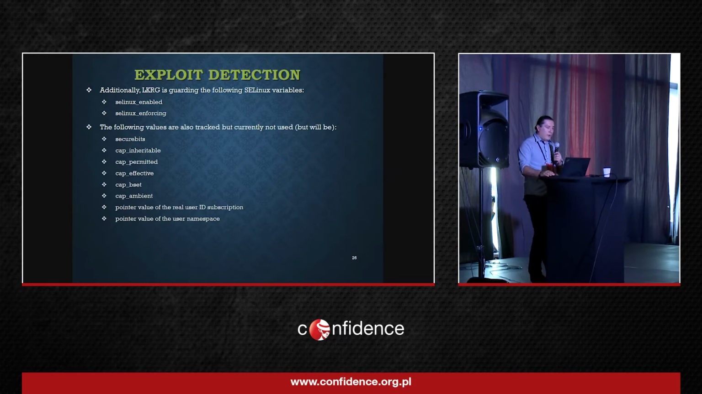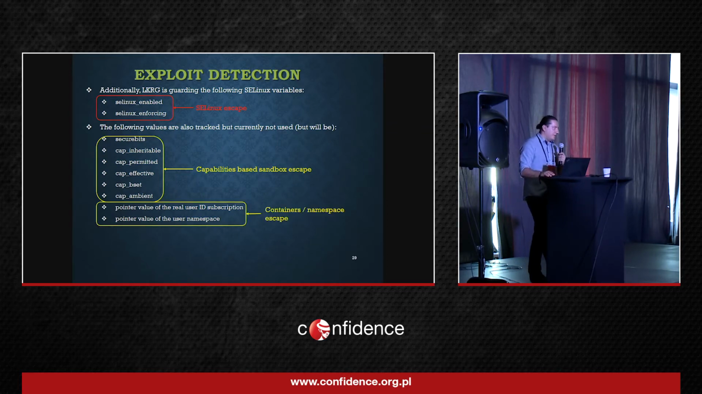Moreover, the following attributes are also tracked, but currently not used, and will be in the next version of LKRG: secure bits, capabilities bits, the pointer value to the real user ID subscription, and the pointer value to the namespaces. Because of this, LKRG can currently detect SELinux escapes and SELinux disable attacks, and in the future it can detect any kind of sandbox escape based on capabilities. By monitoring the namespace and user ID subscription, we are going to be able to detect container escapes and also namespace sandbox escapes, which will be added to LKRG in the future.